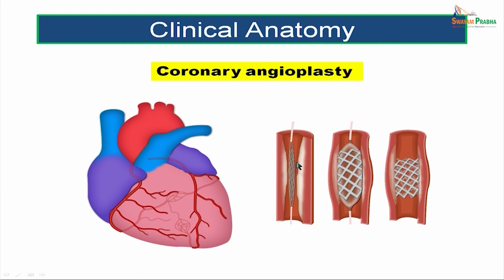So, first you scrape and remove the clot or the plaque, introduce an inflatable balloon to increase the size of the vessel lumen, and then leave behind a stent to maintain the lumen.